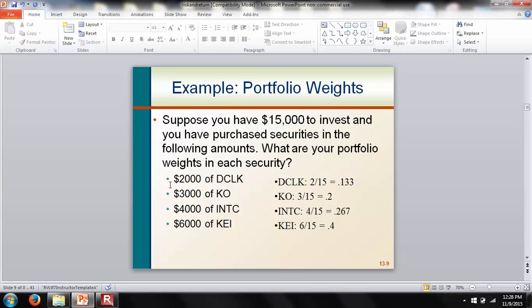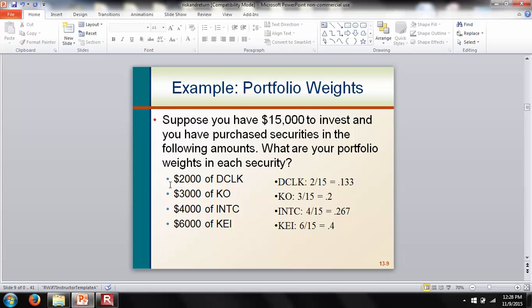suppose you have $15,000 to invest and you have purchased assets, securities in the following amounts. What are the portfolio weights? So overall, you have 15,000. Out of that, you are investing 2,000 in the first stock, which is DCLK, 3,000 in the second stock, which is KO, 4,000 in INTC, and the remaining money, 6,000 in KEI. So what is the weight of each investment?